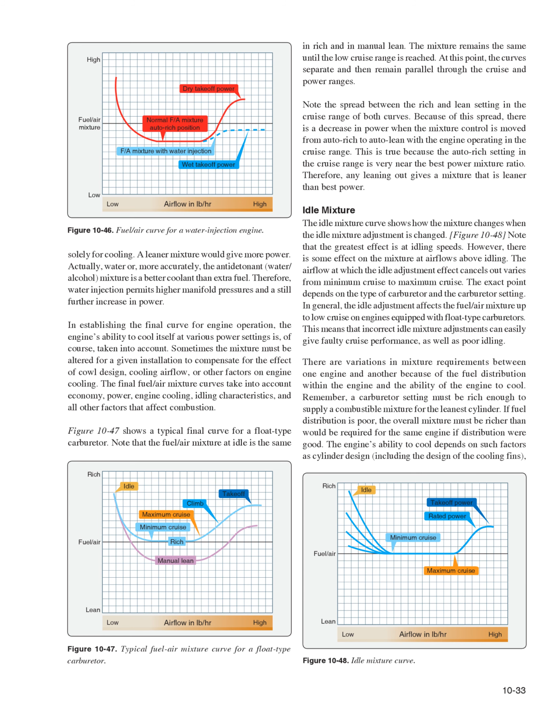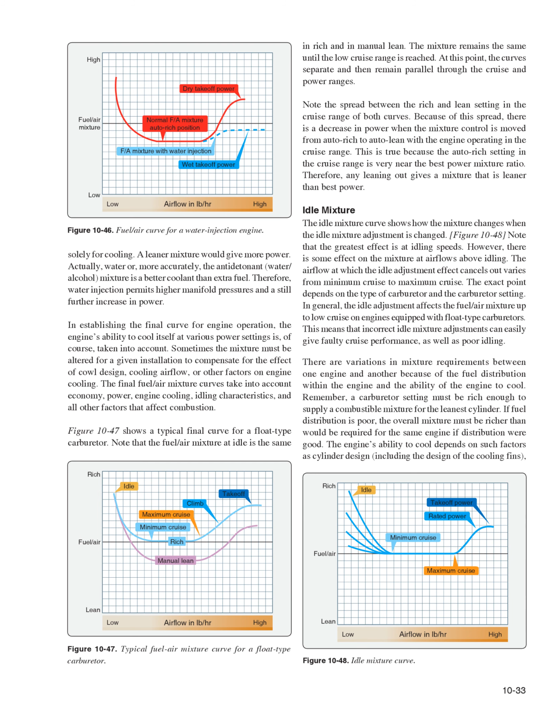In general, the idle adjustment affects the fuel/air mixture up to low cruise on engines equipped with float-type carburetors. This means that incorrect idle mixture adjustments can easily give faulty cruise performance, as well as poor idling. There are variations in mixture requirements between one engine and another because of the fuel distribution within the engine and the ability of the engine to cool.